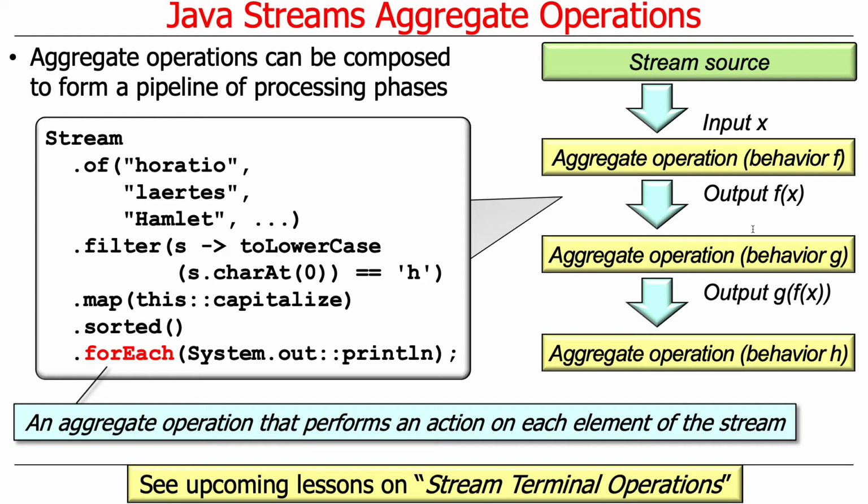Yes, so all the things you see here are aggregate operations. Some of them, like filter, map, and sorted, are so-called intermediate operations. And things like for each are the terminal operations. So the question basically was, is sorted an aggregate operation? And yes, it is.